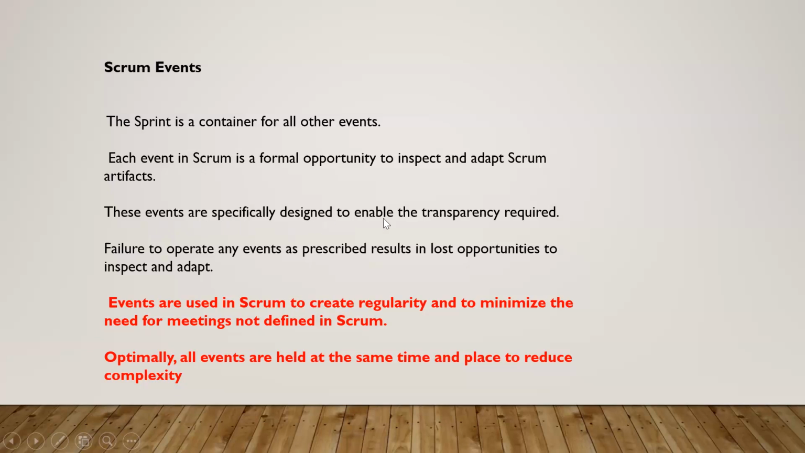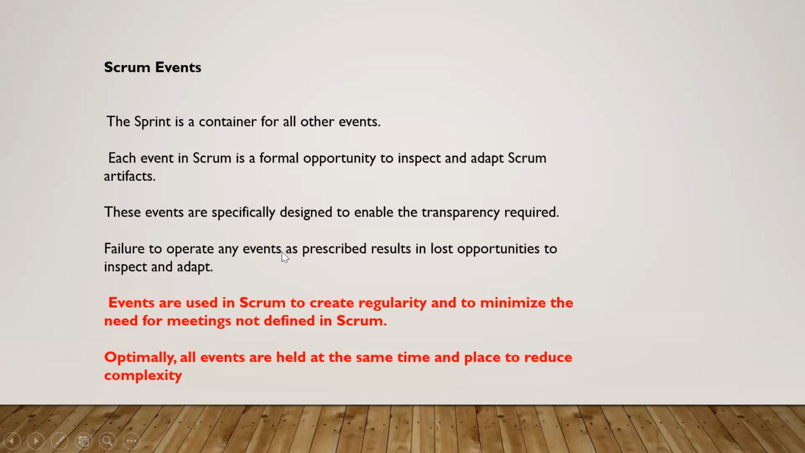These events are specially designed to enable the transparency required. So in every event there is transparency. There is nothing hidden. Unless there is transparency, you never know what is going wrong, and you are very much aware of what is happening around you. Next, failure to operate any events as prescribed results in lost opportunities to inspect and adapt.